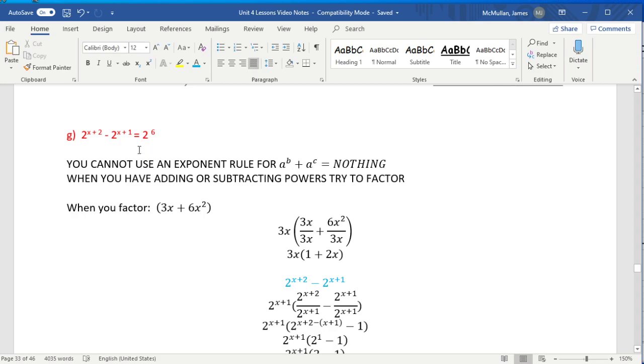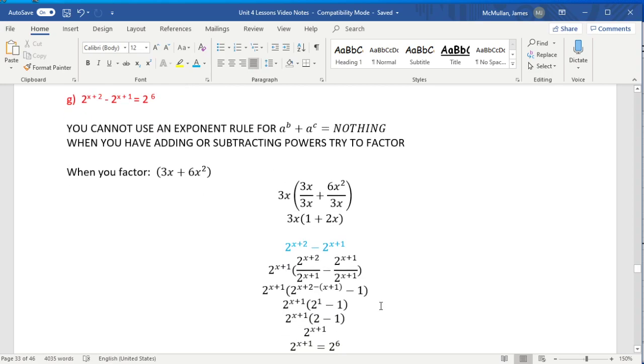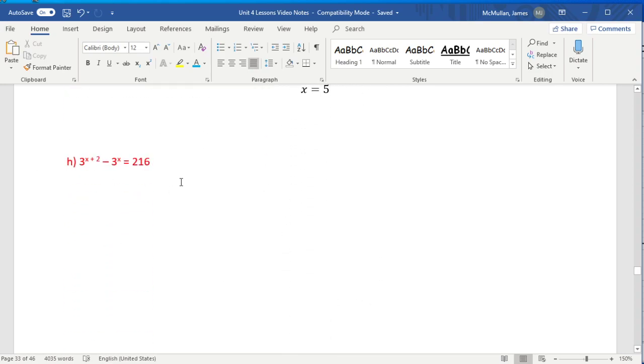I can't use an exponent rule for adding and subtracting powers. We don't have such a rule. Okay, let me do one more, and you'll see how this one's a little bit different.